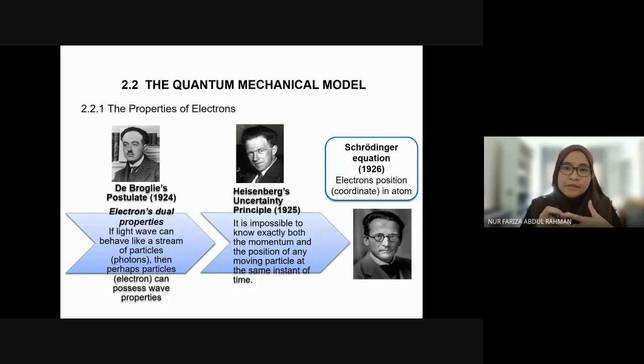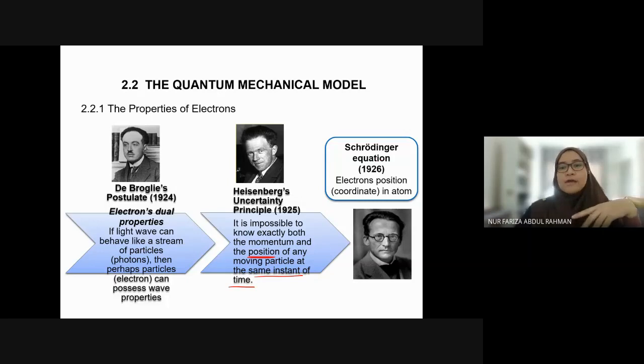So it's not possible. If we are also always moving, always on the move, it's difficult to find us, to locate us. That is one of the analogies. Anything that is always moving, it's very difficult to know exactly the position and the momentum of any moving particle at the same instant of time. So that was highlighted by Heisenberg.